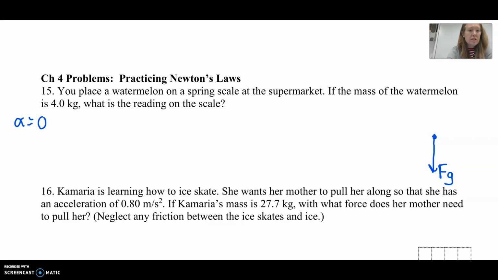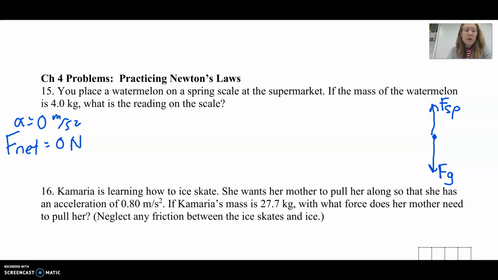Now because we're assuming that it's just sitting there on the scale, we're going to say acceleration is 0. So that would mean that the spring force is going to cancel with the force of gravity in order to keep it from accelerating. Just like when we drew our free body diagrams on that worksheet earlier, it's not accelerating because all the forces are canceling.